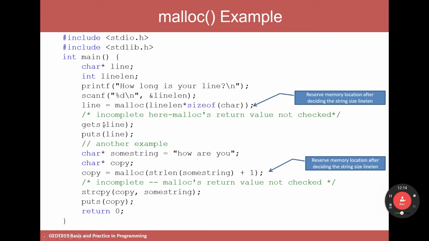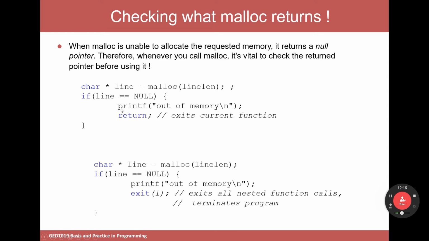So how can we do the checking? We will do checking very simply. When we do malloc here, all the time we put here the number of bytes we need to save. This is the number of bytes to reserve in the memory.